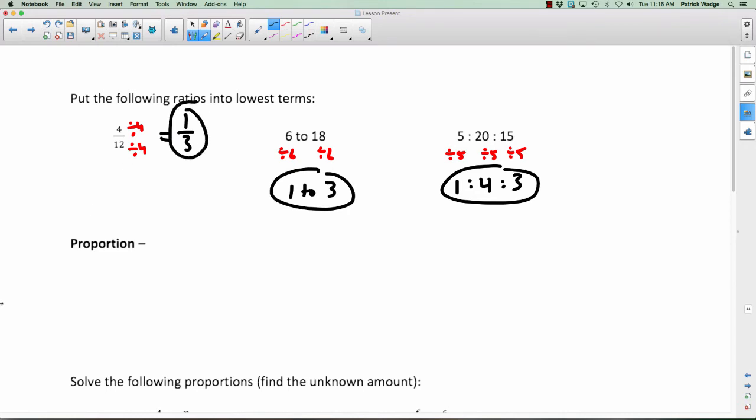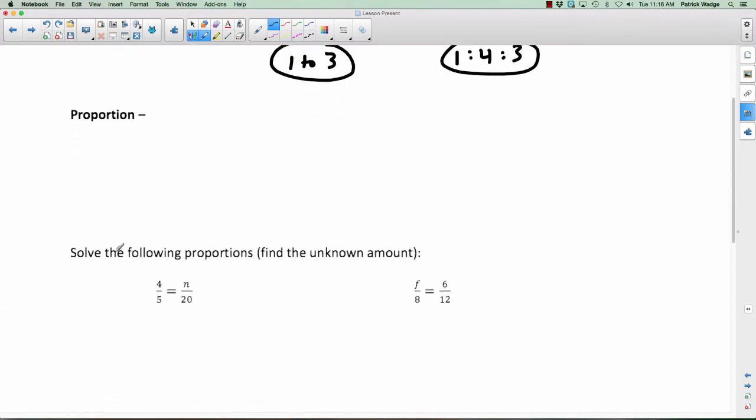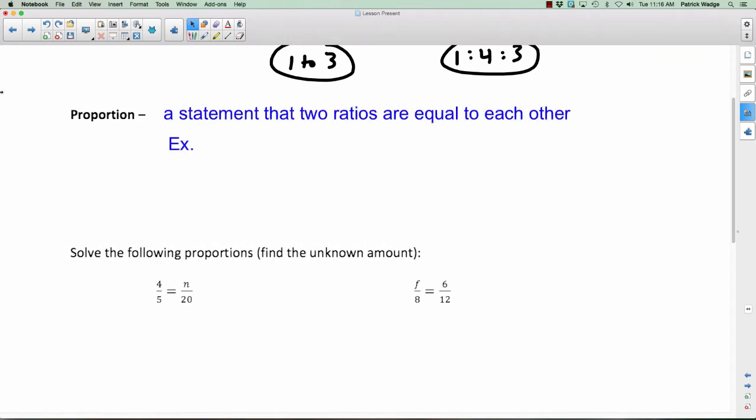All right, that's it for ratios for now. Let's talk about proportions, which actually includes ratios, because a proportion is a statement that two ratios are equal to each other. So for example, if I have one ratio like 6 over 8, and then I have another ratio, well, can you tell me what's a ratio I could put here that's equivalent or equal to this one?